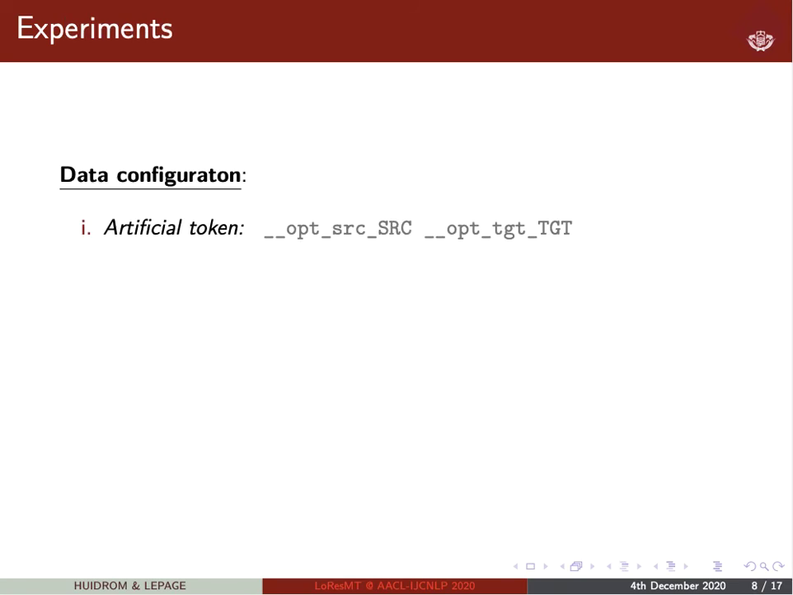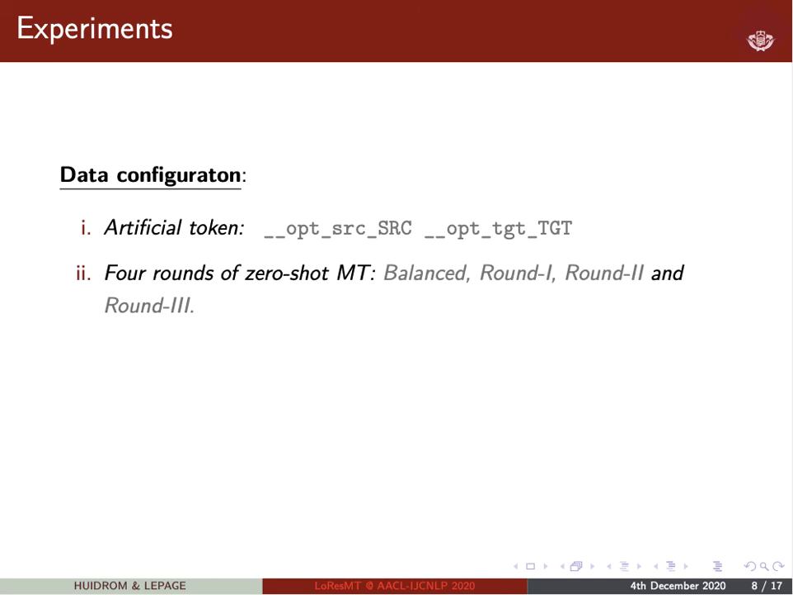About the experiment part, we are using an artificial token in our source sentences. It identifies what the source language is and what the target language is. And we have 4 rounds for our zero-shot machine translation, which are labeled as balance, round 1, round 2, and round 3.